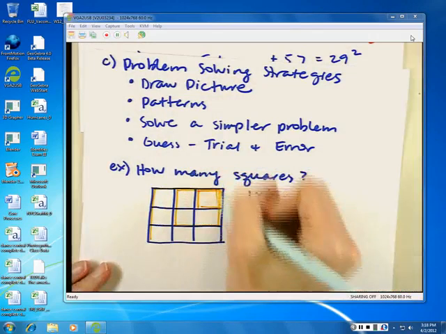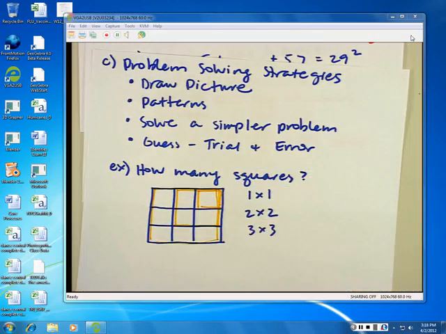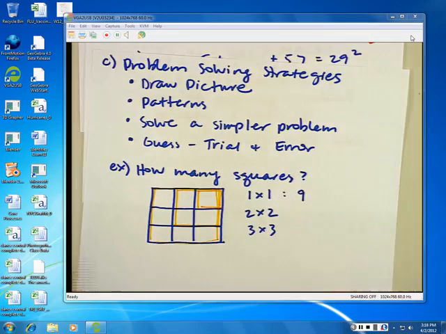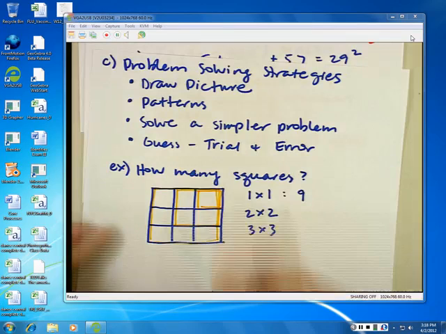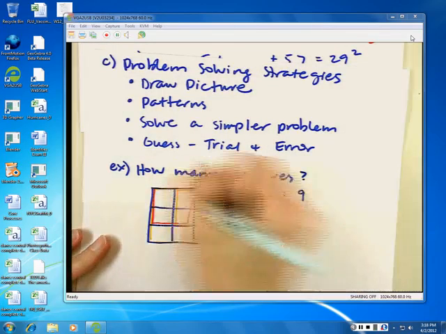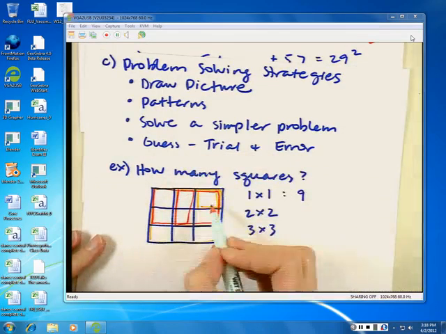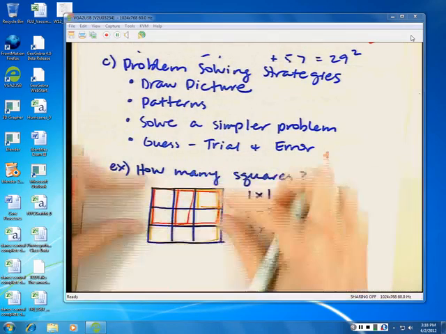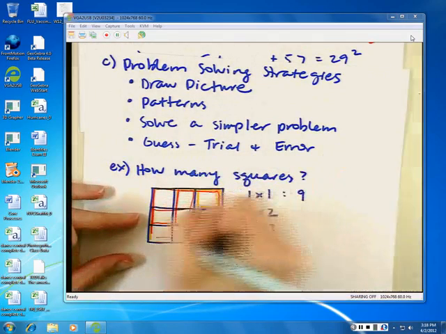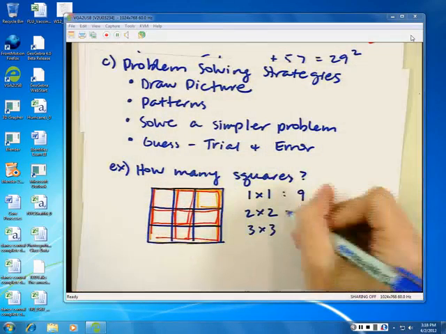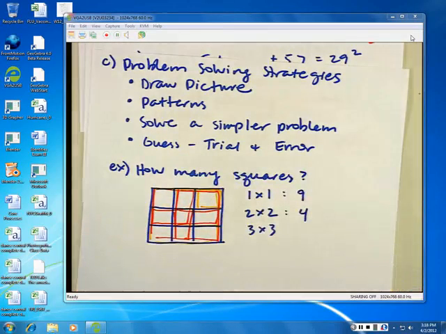So rather than just counting and hoping I get them all right, I'm going to organize myself and count my squares by size. Okay, how many 1 by 1s? Well, there's 9. 1, 2, 3, 4, 5, 6, 7, 8, 9. So for the 1 by 1s, there are 9 of them. For the 2 by 2s, I'm just going to start here in this corner. So I've got 1 here. And if I scoot over, I've got another one here. So 1, 2. So I've got 2 across the top. And then down at the bottom, if I shift this all down, I've got 2 more. 3 and 4. So I've got 4 2 by 2s.